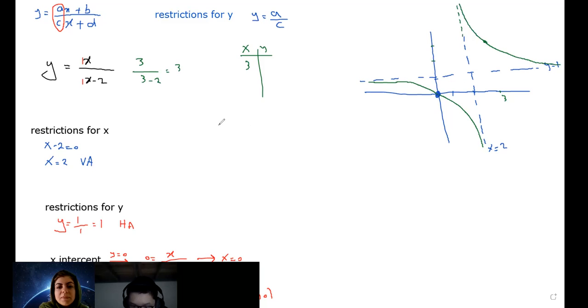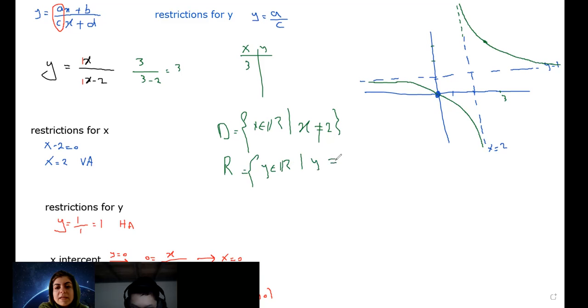This is the shape. How about the domain? The domain is x in the real numbers, and the restriction for x: x cannot be 2, because this is your vertical asymptote. Your graph cannot pass through that line. And for the range, y belongs to the real numbers; y cannot be 1, the horizontal asymptote. Now, end behavior.